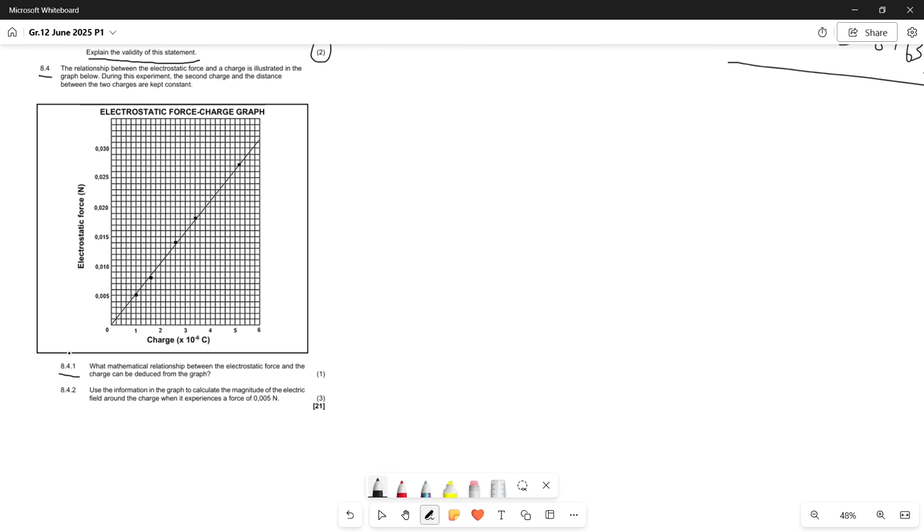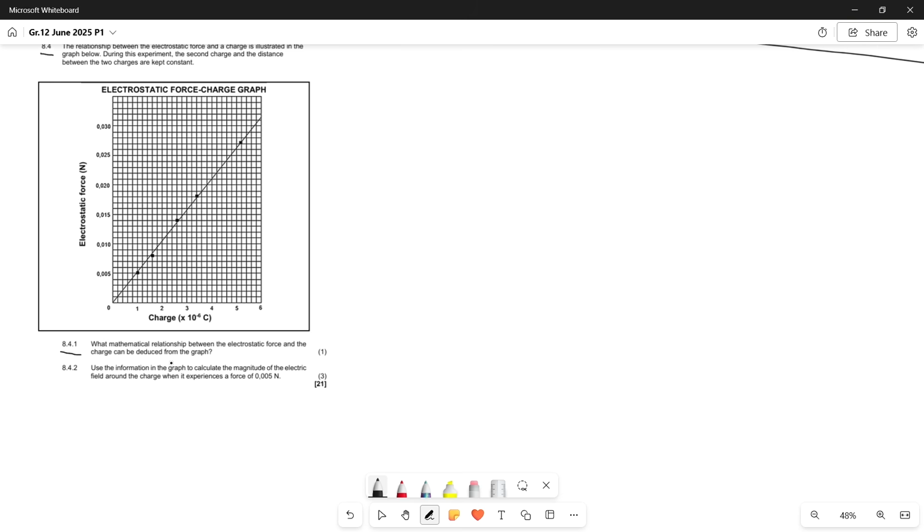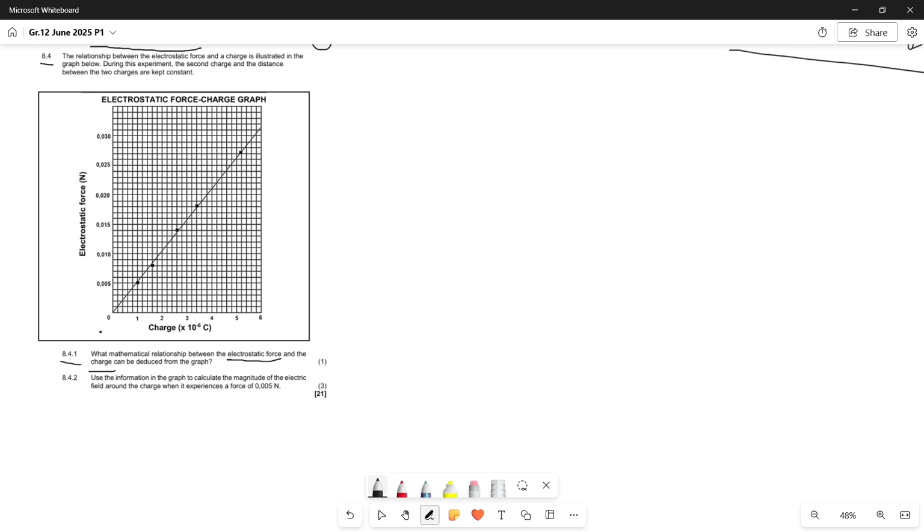So then 8.4.1 says, what mathematical relationship between the electrostatic force and the charge can be deduced from the graph? So it is only 1 mark, and it is talking about the fact that it is going from 0 all the way up in a perfectly straight line, which means it is just a directly proportional relationship. And that would earn us 1 mark over there, just saying directly proportional.